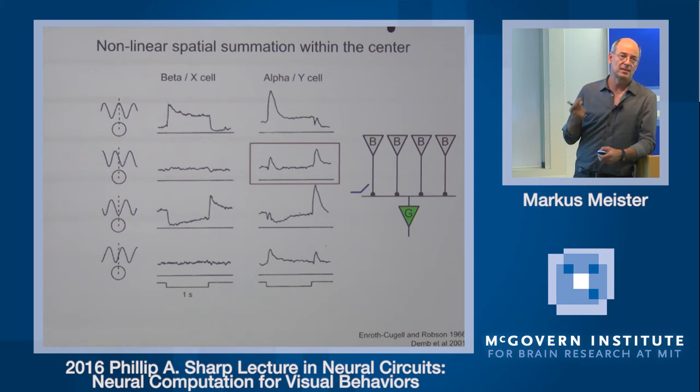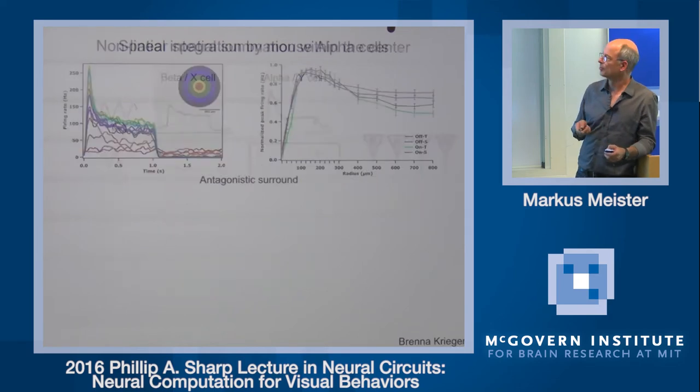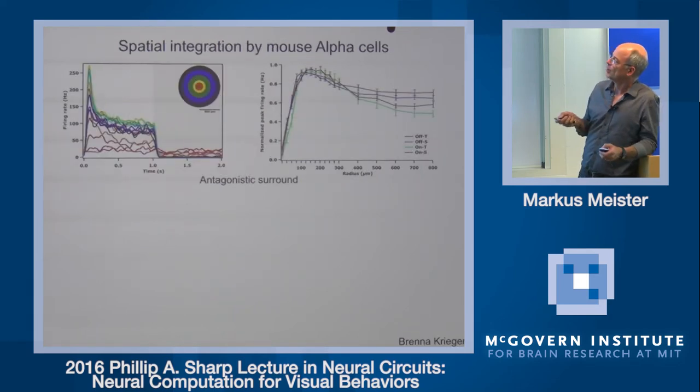What I want to ask now is, first of all, do the mouse alpha cells behave like cat alpha cells, the paradigmatic, historically defining alpha cells? And second, if they do, do these properties make any difference for the visual encoding of natural scenes? So let's first check whether the basic spatial summation properties are the same in the mouse ganglion cells.